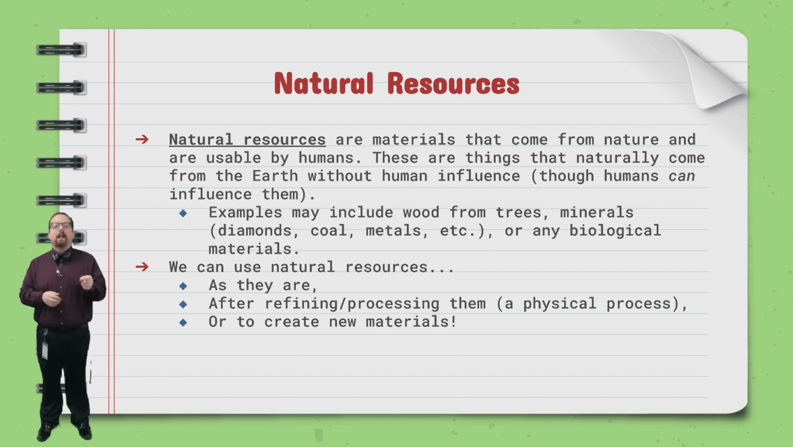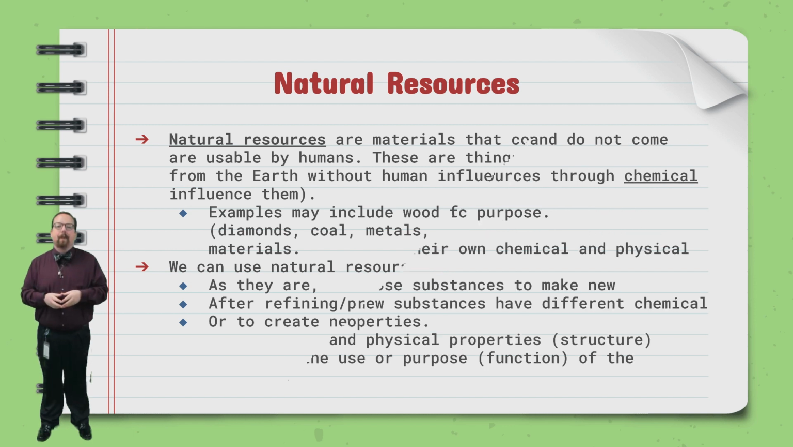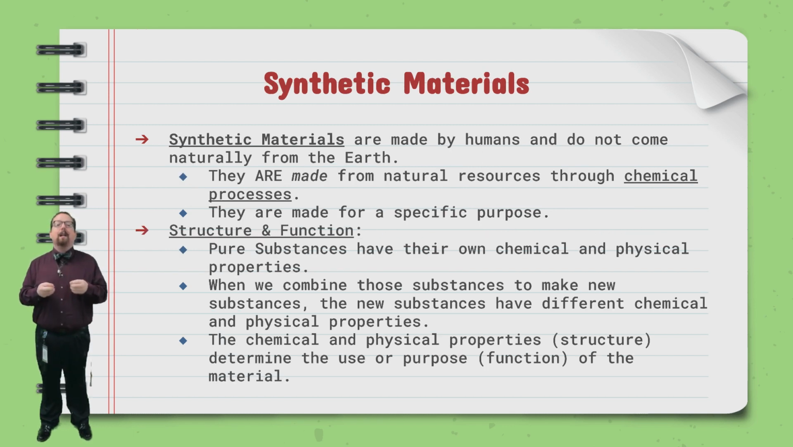When we harvest a natural resource, we could use them as they are, but they're generally not useful to us without some type of reshaping, refining, or processing. This can be done through a series of physical processes. If we want to use those natural resources to create new materials, this will require a chemical process. When we create something new that does not come naturally from the earth, that new thing is considered a synthetic material.